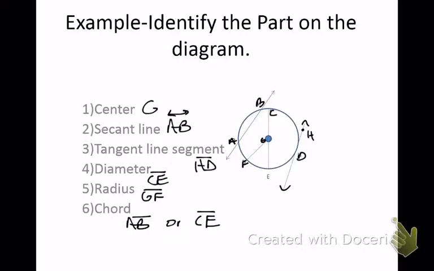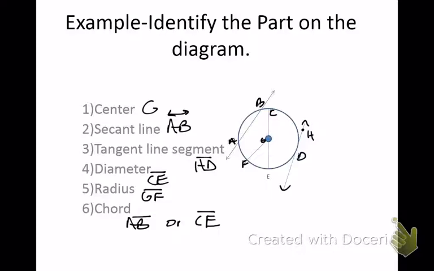Okay, and so there we go. The center is at G. A secant line, line AB. Make sure that your line symbol is used here, not a segment symbol, because if you use a segment symbol, it's going to be a chord. So make sure that you label it with a line symbol. Tangent line segment, you could use HD. Is actually the only one you could use.